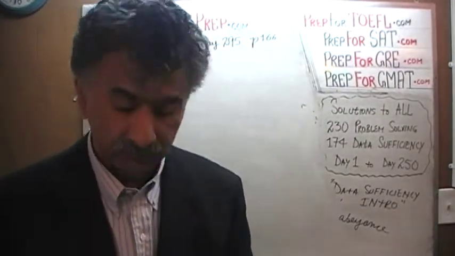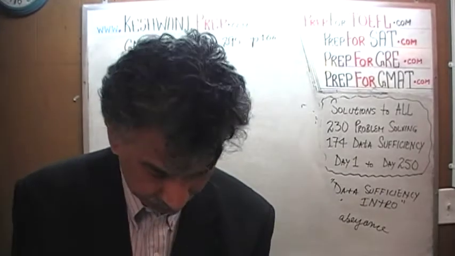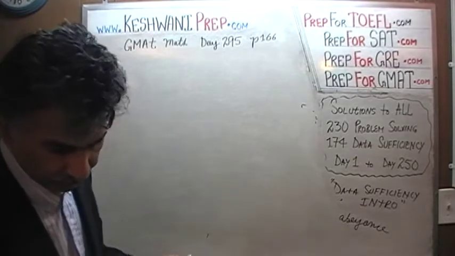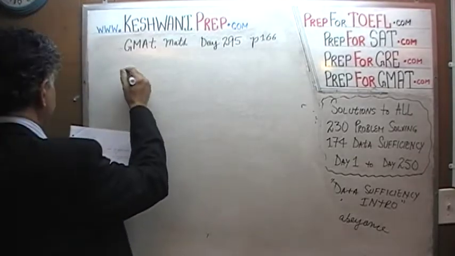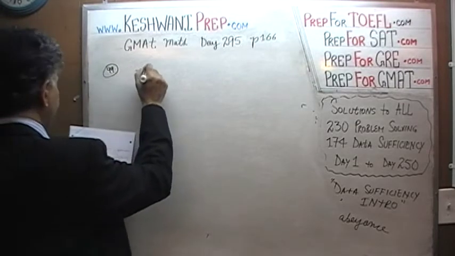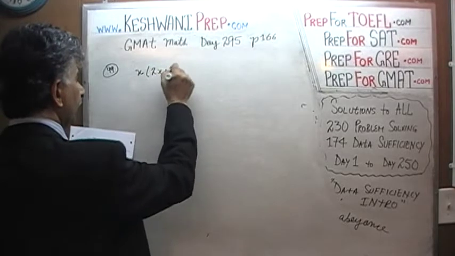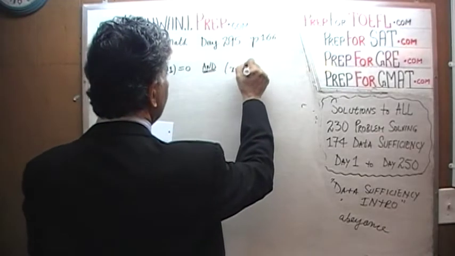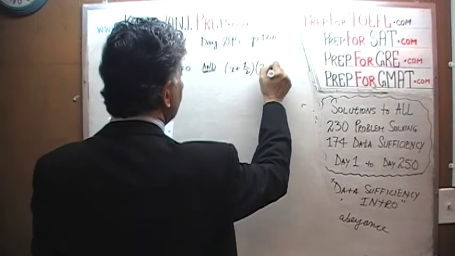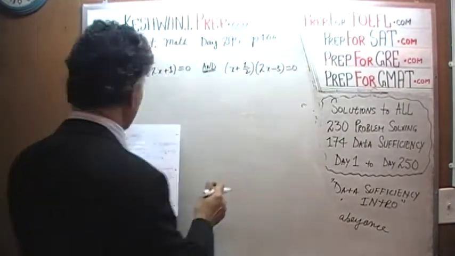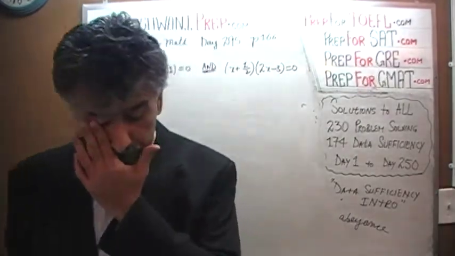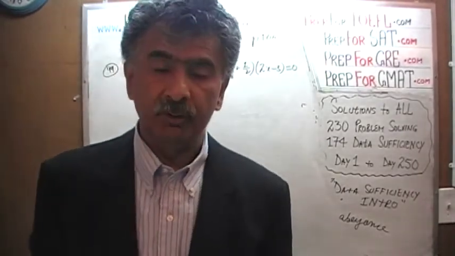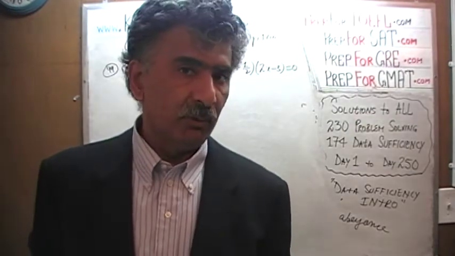Page number 166, the very first problem on the page, number 99. Question number 99, we are given two equations here. We are told that x times 2x plus 1 is equal to 0, and we are told that x plus half times 2x minus 3 is equal to 0. The question is, what value of x would satisfy both of these equations? Whatever value of x we claim has to satisfy both of the equations at the same time.